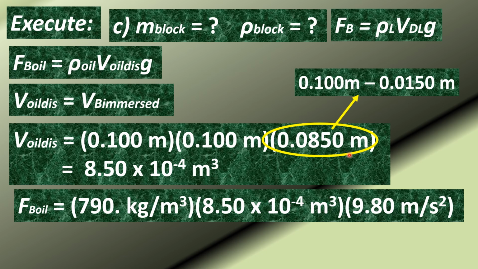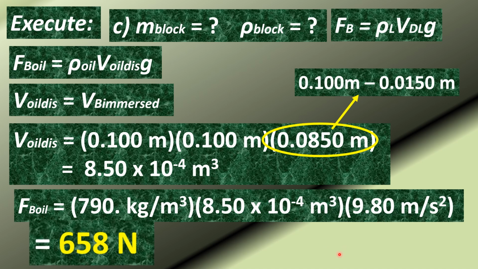All right, so now we have the computation for the buoyant force exerted by oil, just equal to the density of oil, 790 kilogram per meter cube, times the volume of oil that is displaced, 8.50 times 10 to the negative 4 meter cube, and acceleration due to gravity, 9.80 meter per second squared. All right, doing our math, we get the buoyant force exerted by oil on the block equal to 658 newtons.